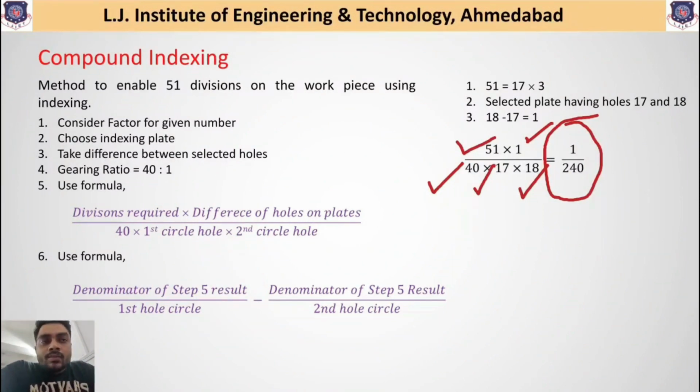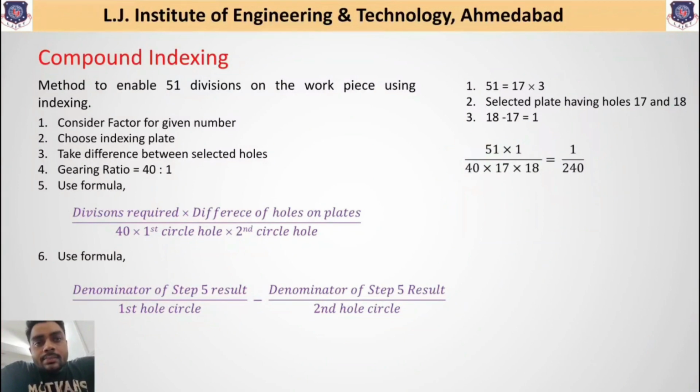And as we know, as we have obtained the value 1 in the numerator, that means the solution or the steps we have followed are correct, and the denominator has the value 240. Now the next step to be followed is to use another formula that is given in step 6, and you will come to know. So first is the denominator of step 5. So what is the denominator?